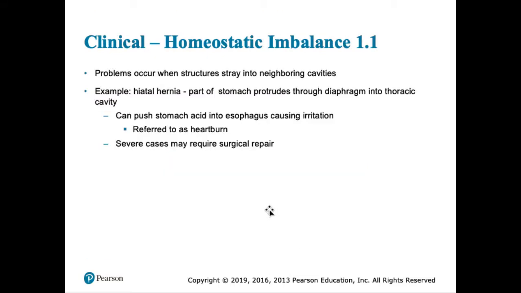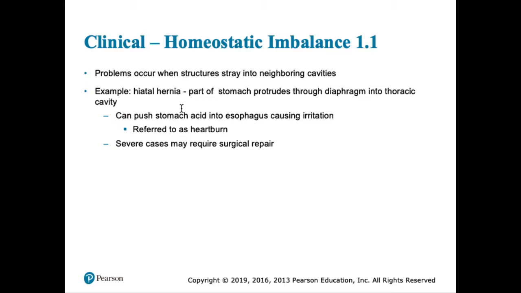Now, here's one thing that happens when we think about applying anatomy and physiology together. Problems occur when structures stray into neighboring cavities. An example of this is the hiatal hernia that some people experience. If you think of a hiatal hernia, it's very painful. Basically, part of the stomach is protruding through the diaphragm into that thoracic cavity. That can push stomach acid into the esophagus, which causes irritation. We refer to this as heartburn.